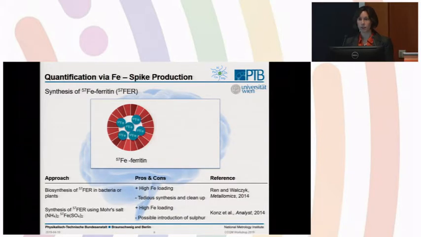There is another inorganic method to introduce it using iron salt, but as you can see with a sulfate, you introduce sulfur, and if you want to do both, you have a lot of sulfur load in your spike material that you don't want to have.